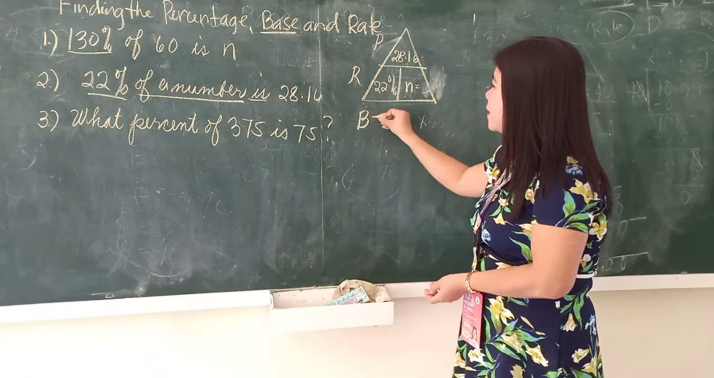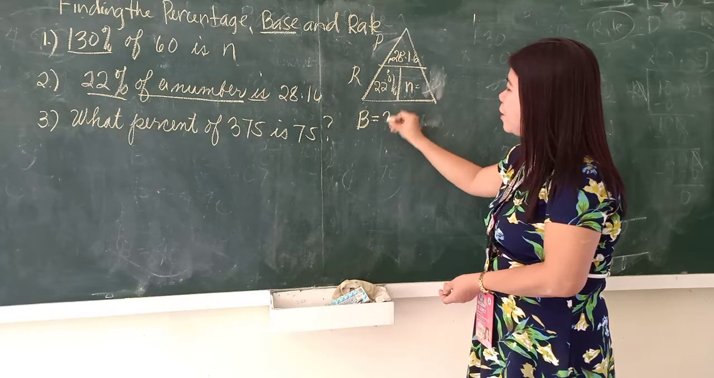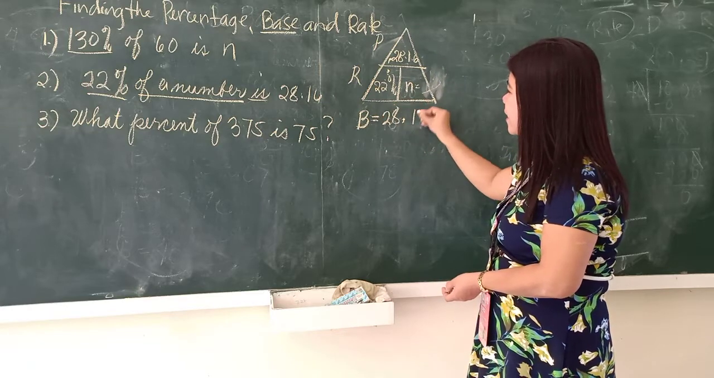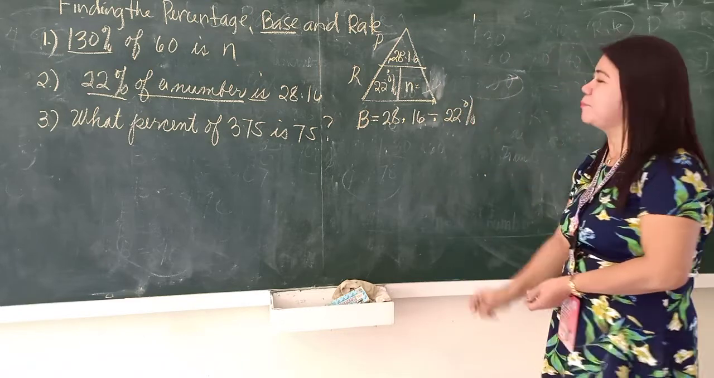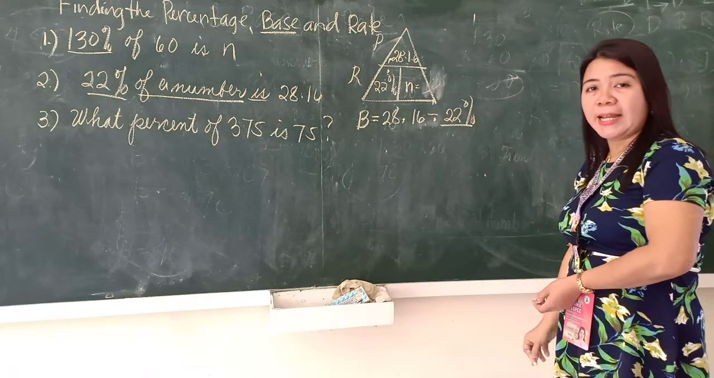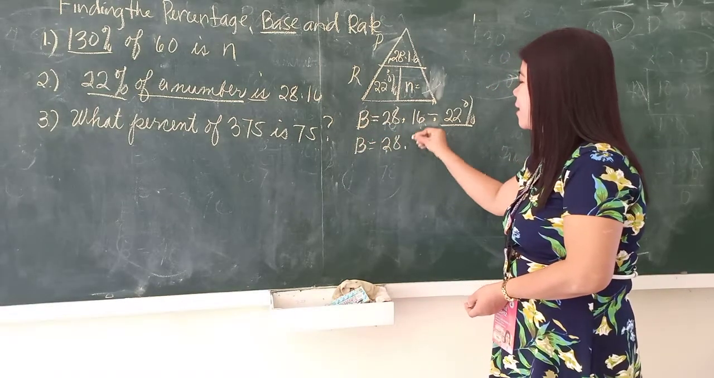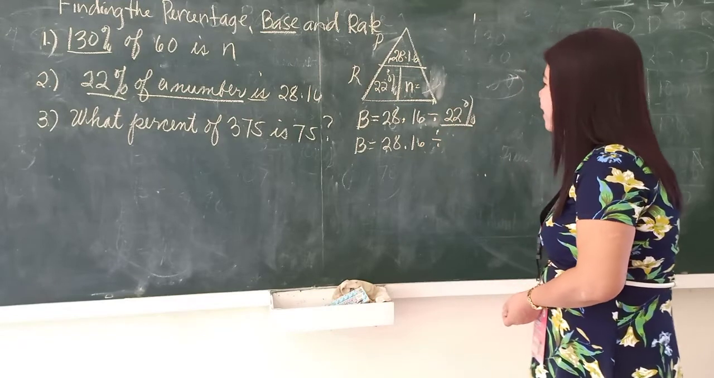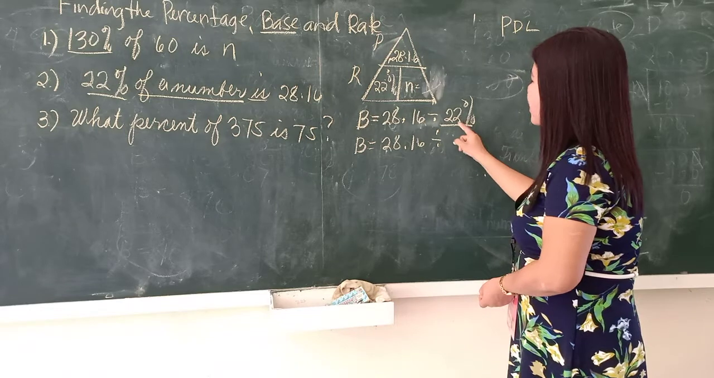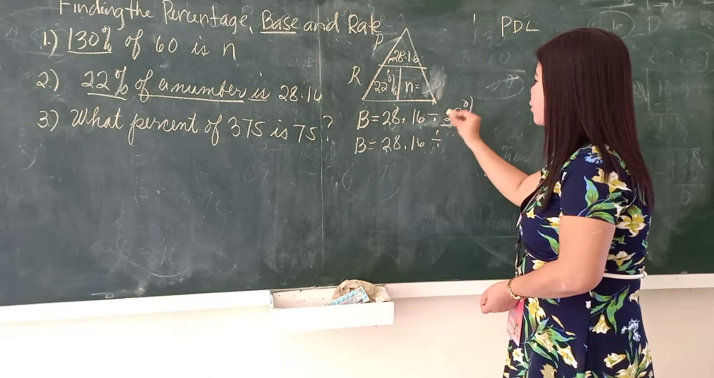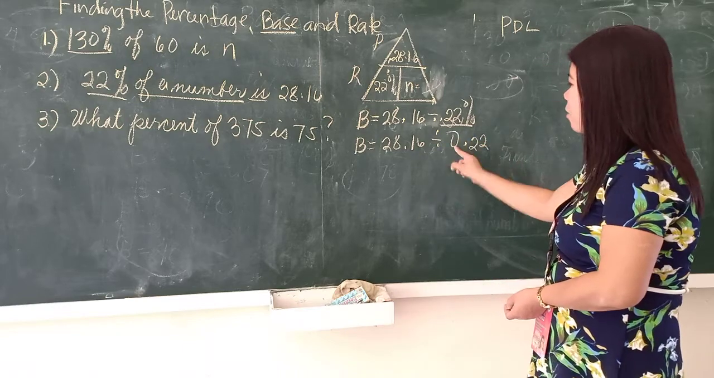So, B is equals to, since amuning kumpletos na duwa, this is division. 28 and 16 hundredths divided by 22%. Again, change our 22% to decimal. So, B is 28 and 16 hundredths divided by, move to the left. Tandaan nyo si PDL, yung percent to decimal, move to the left, 1, 2. So, 22 hundredths. Kaya wala ka whole number.